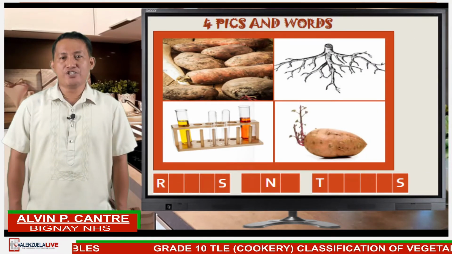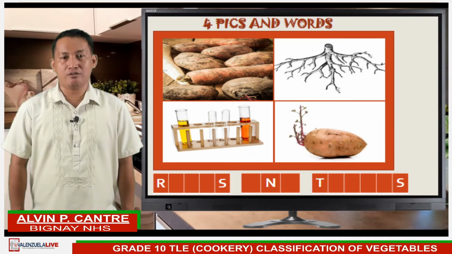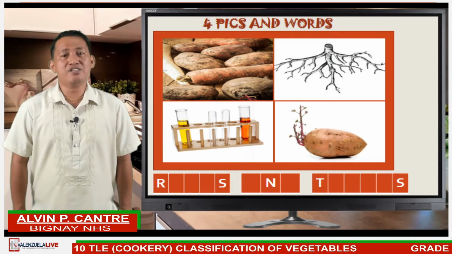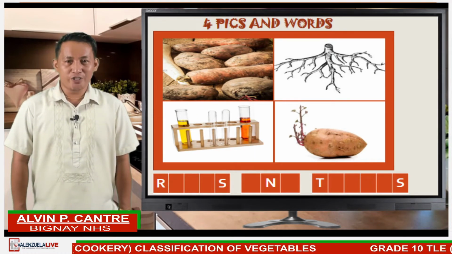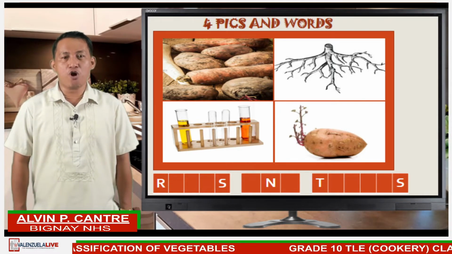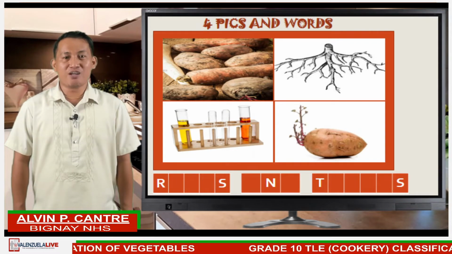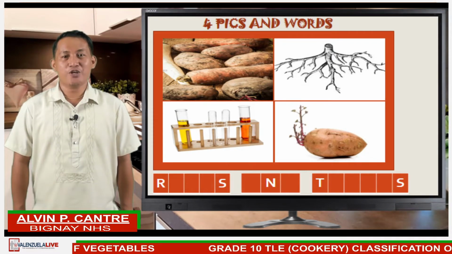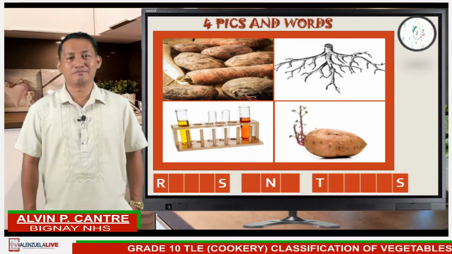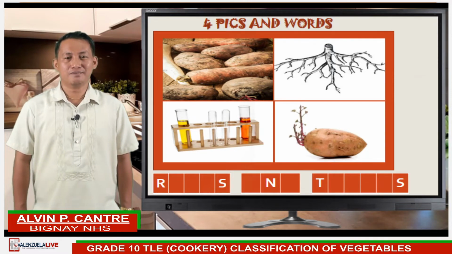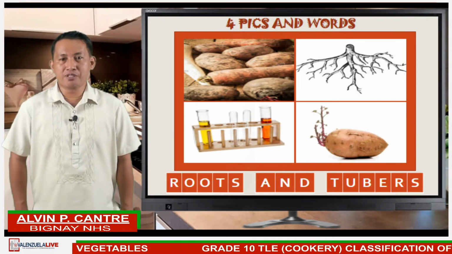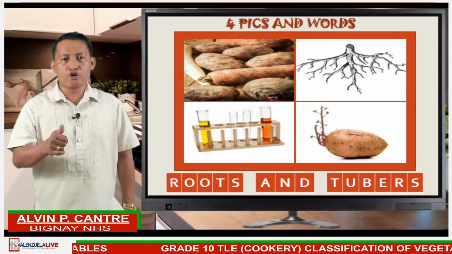On the first image is a picture of potato, carrot, and radish. And on the second are images of fruits. On the third is a picture of test tube. And on the fourth shows a picture of kamote. What do you think is the correct answer for this one? Your 5 seconds starts now. If your intelligent guess is roots and tubers, then give yourselves a big round of applause because you are correct.